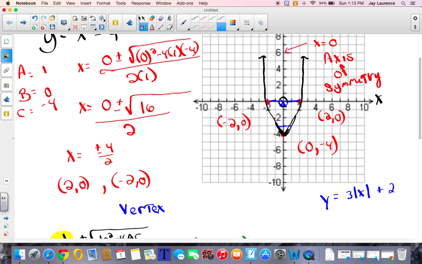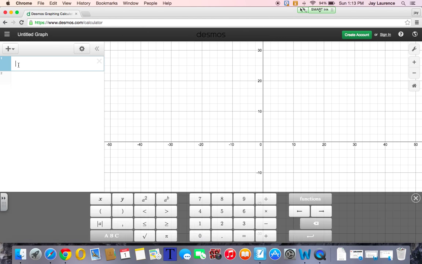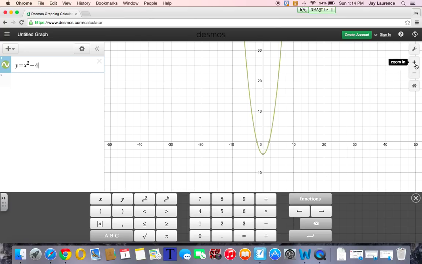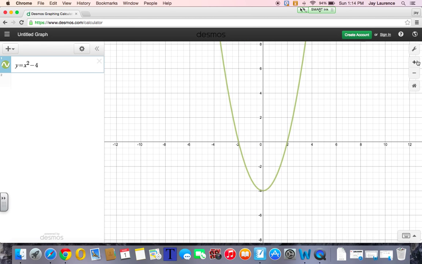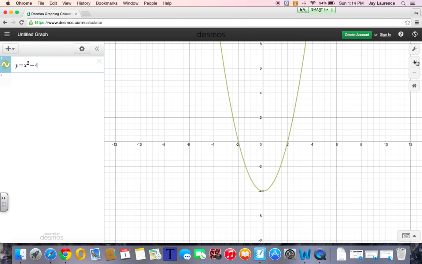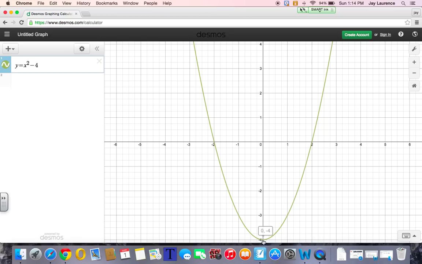But let me go to the graphing site here, and let me type in the equation. y equals x squared minus 4. Okay, and I think I'm going to zoom in on that because we don't need to see all that. There we go. And you look here, there's my vertex at 0, 4. One of my zeros was at 2, 0. The other 0 was at negative 2, 0.